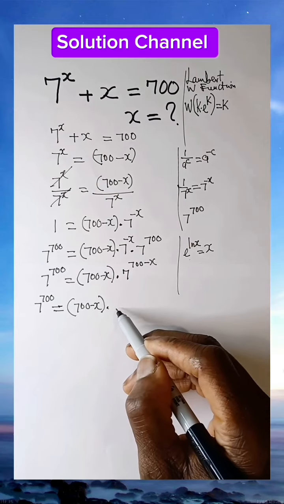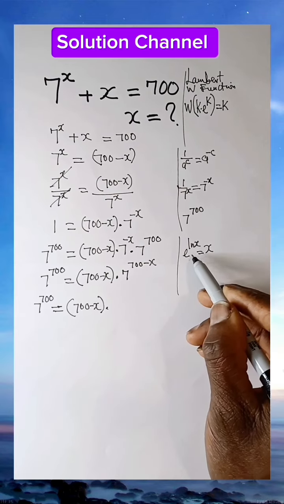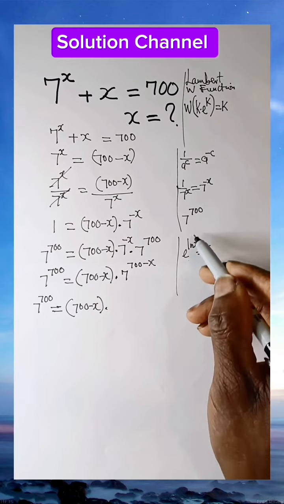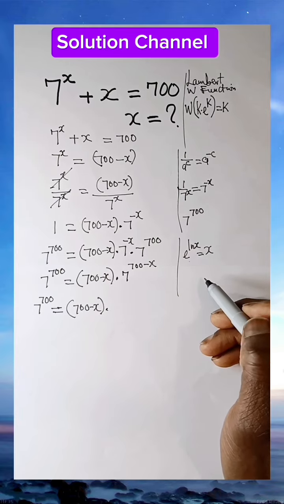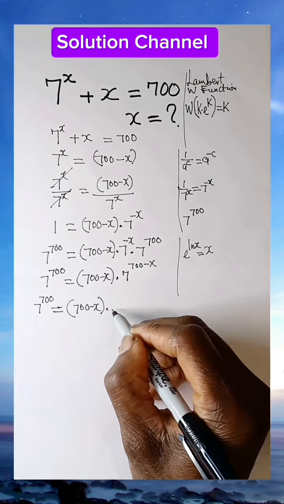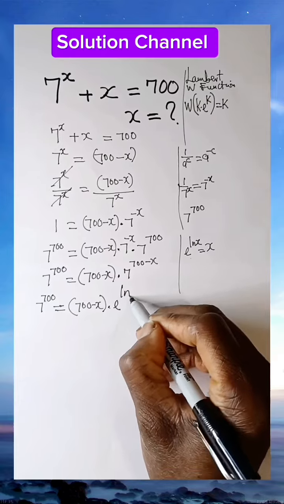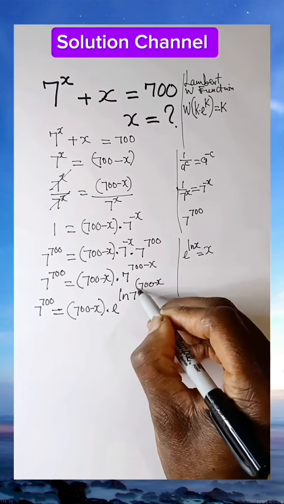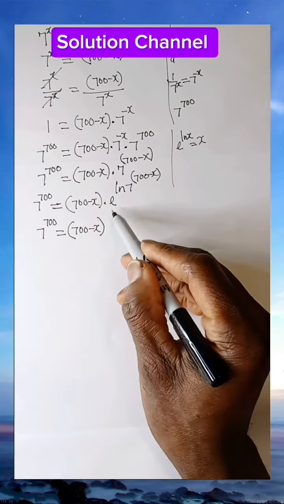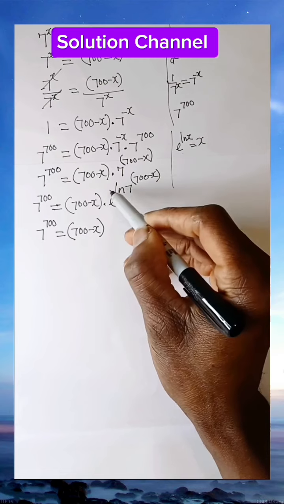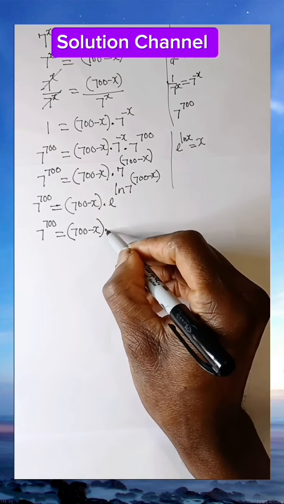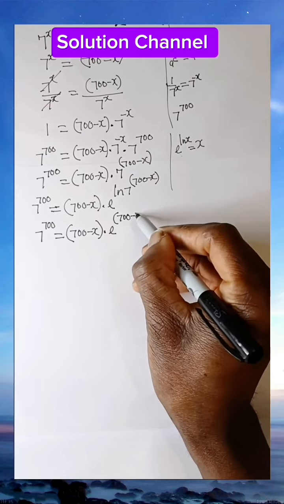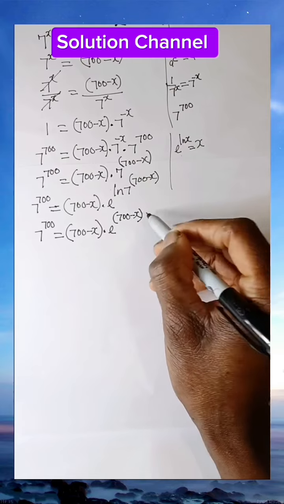Here, I am going to introduce e using this rule. If we have e raised to the power of the natural log of x, this is equal to x, because e and natural log are inverse, they cancel each other, and we are left with x. So here, we are going to have times e raised to the power of the natural log of 7 raised to the power of 700 minus x. So here, this power, 700 minus x, will come to the front, okay? So we are going to have times e raised to the power of 700 minus x times the natural log of 7.